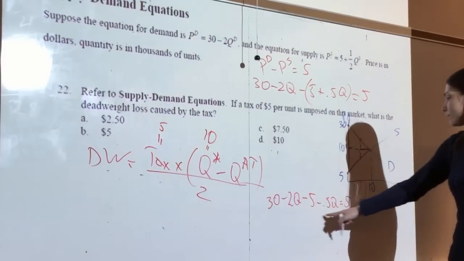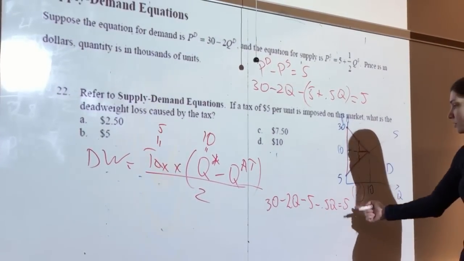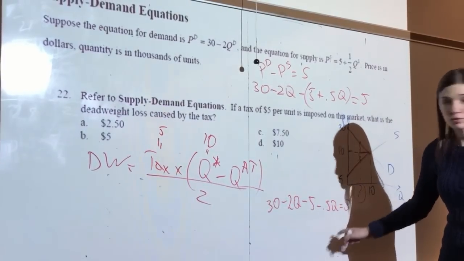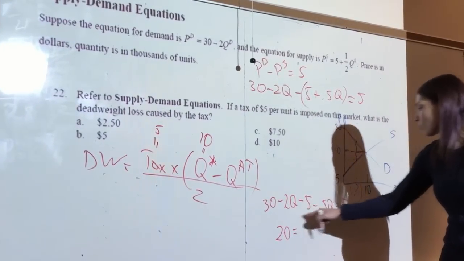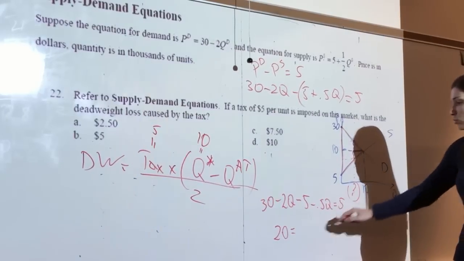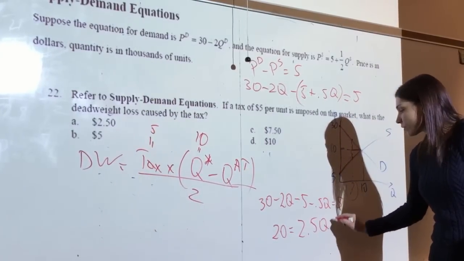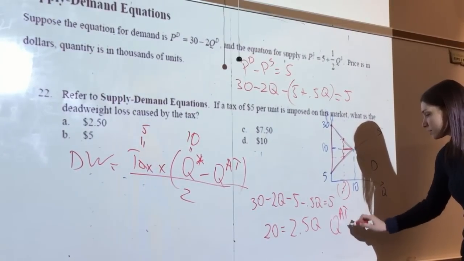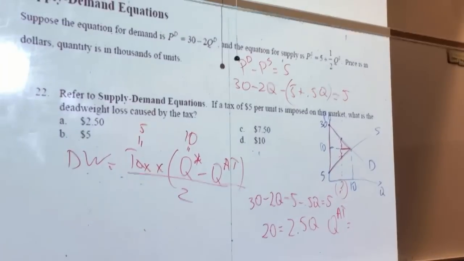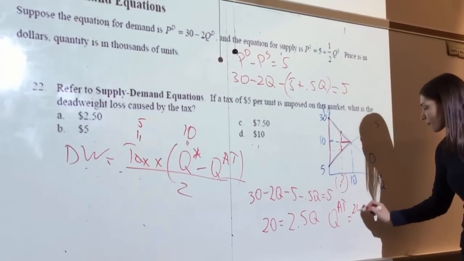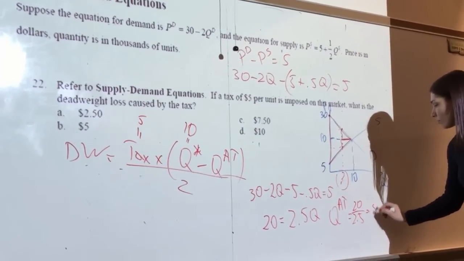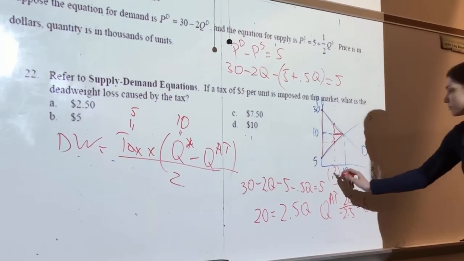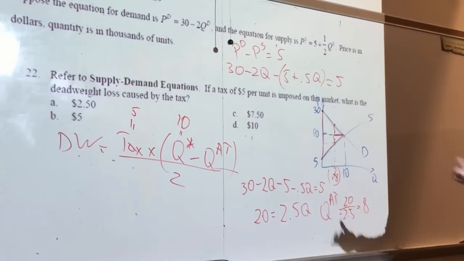So this is negative 2.5q. I can move that to the other side, and I will move the 5 here. So this is 30 minus 5, 25 minus 5, 20 equals, this is negative 2.5. I'll move it to the other side, 2.5q. Right? So the q after tax is 8. It's 20 over 2.5. Okay, so now I know this is 8. So the quantity lost is 2.